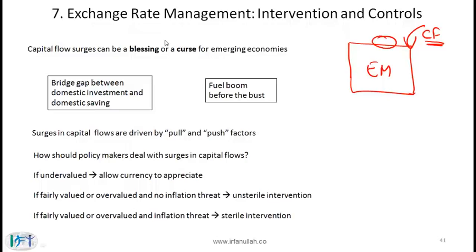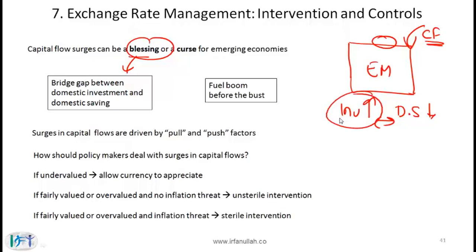In terms of whether these surges are good or bad, evidence suggests that these capital flow surges can either be a blessing or a curse. Why a blessing? Let's say that in your country the investment requirement is high, but domestic saving is relatively low. In this situation, the capital flow will bridge the gap between the investment requirement and the domestic saving, and in this sense, the surge in capital flow is a good thing.